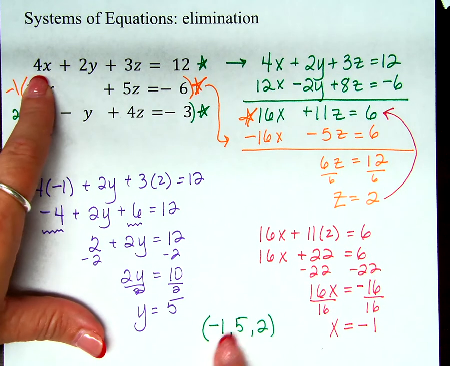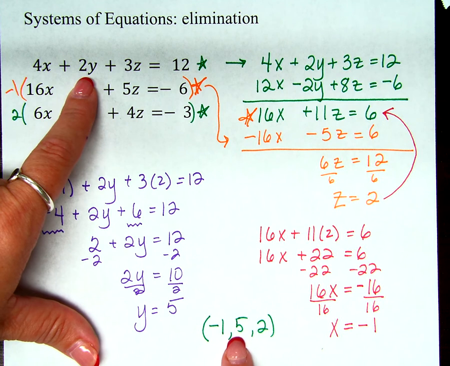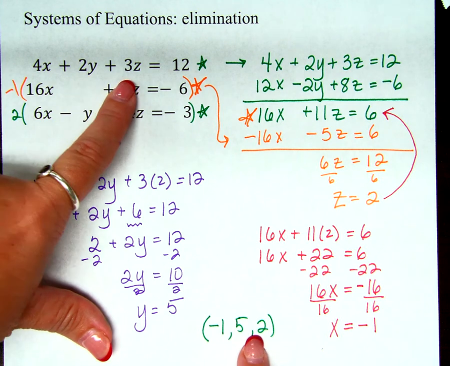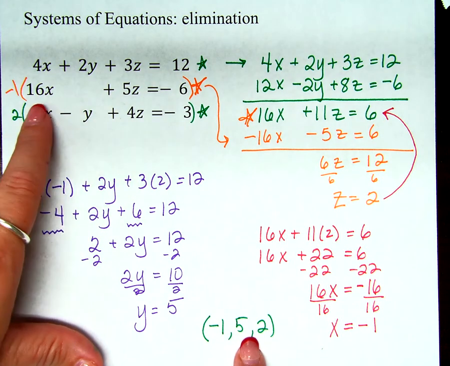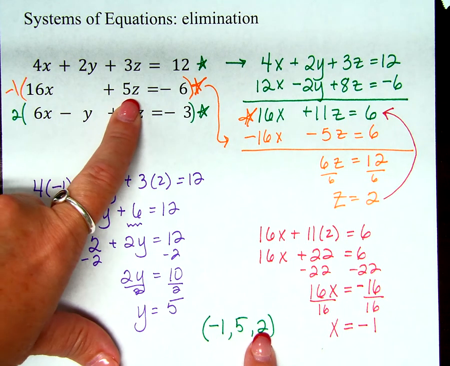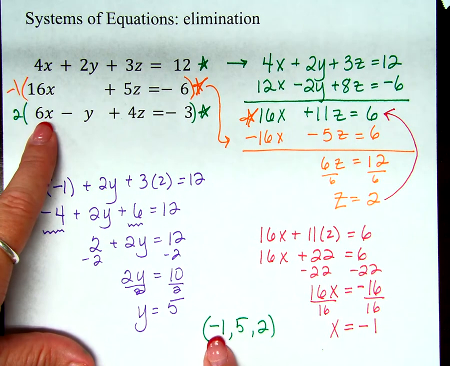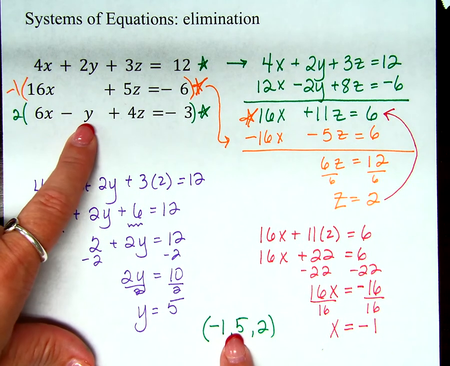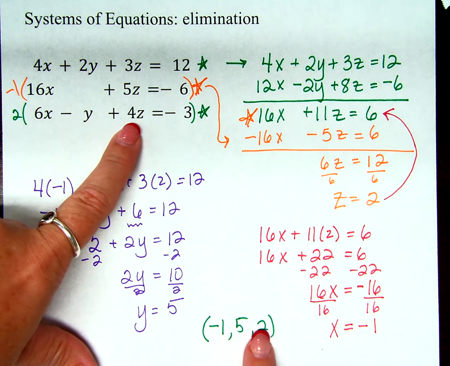Okay, negative 4 plus 10 plus 2 times 5 is 10. 6 plus 6. So does it work in the first one? Okay. Negative 16 plus 10. Does it work in the second one? Negative 6 minus 5. Negative 11 plus 8.